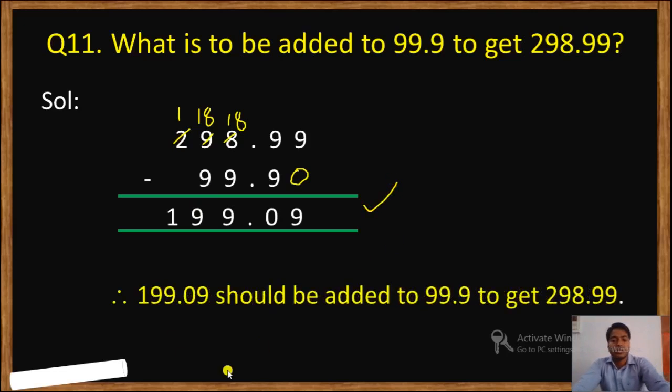That means this 199.09 should be added to 99.9 to get 298.99. This is the answer. Understood? So this is how you can solve this type of question.